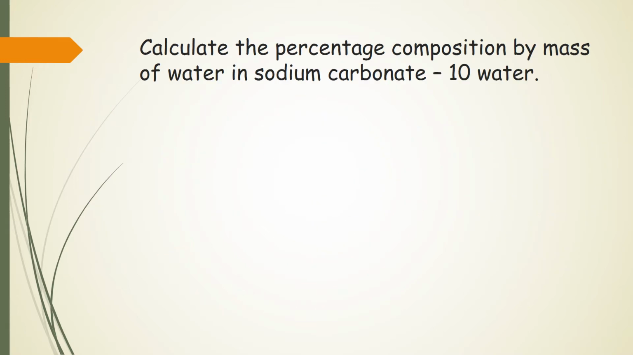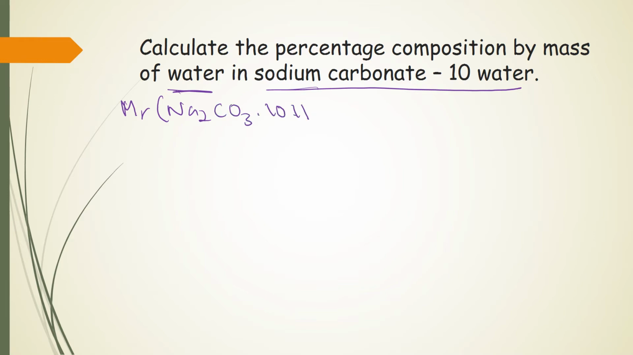So let's look at our last example. We've been asked to find the percentage composition by mass of water in sodium carbonate .10 H2O. In this particular example, we haven't been asked to find every component, so we're not going to waste our time and do that. We're just going to find the one component, the water. So the first thing we're going to need is our formula mass of sodium carbonate .10 H2O.